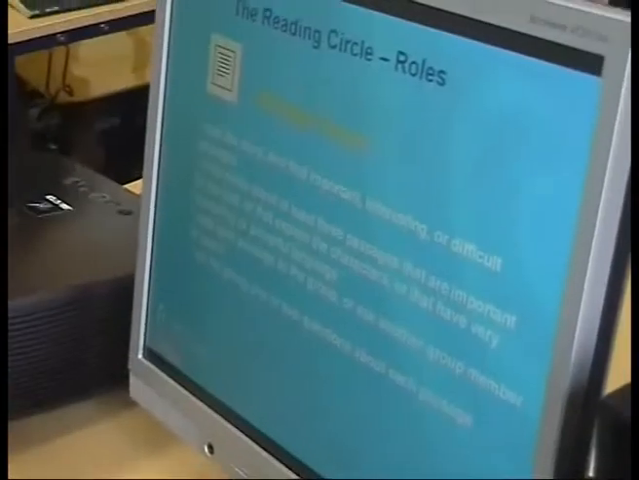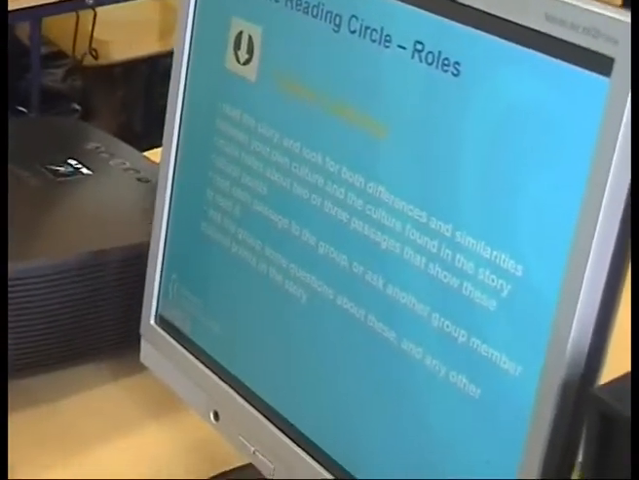Then the next. Natasha and I are passage persons. Our job is to find three passages that are important for the plot, that explain the characters, or that have very interesting or powerful language. Quite right. Last but not least, I'm the culture collector. My job is to find the differences and similarities between our own culture and the culture found in the story.